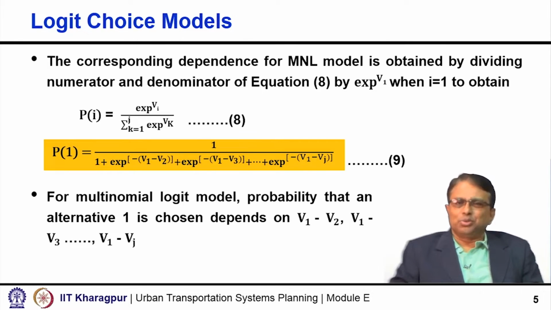In the binomial logit case, it is only the difference between 2, because there are only 2 alternatives. So, the difference between the deterministic components of utilities of 1 and 2. Here it is 1 and I, 2 and I, 3 and I, 4 and I, and so on. So, it is basically the difference.